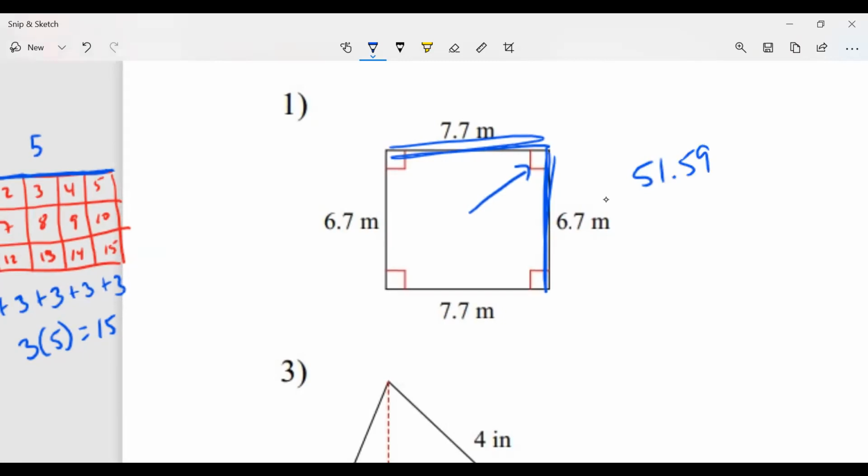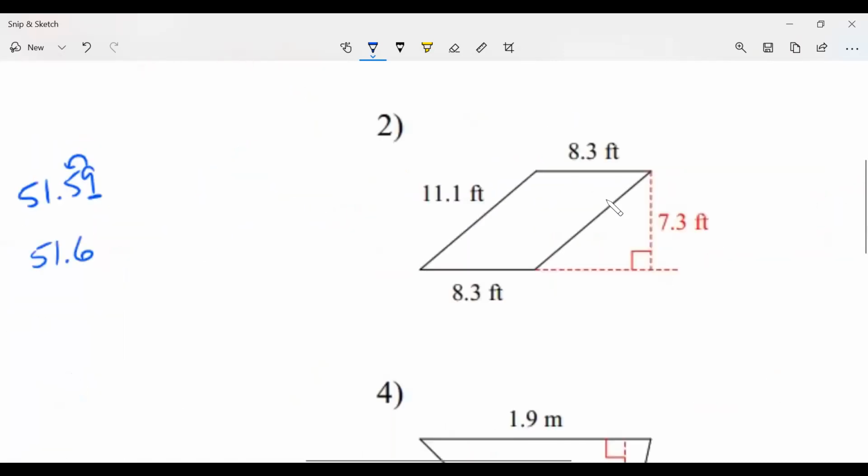51.59. On your homework, I'm going to say find the area of each and round it to the nearest tenth. So 1 decimal place. So here I have 2 decimal places. In this case, my second decimal place is big enough, right? It's a 9. So that's going to round up the previous number. So instead of 51.59, I'm going to call this 51.6. And that's it, right? When it comes to a rectangle, that's all we do.